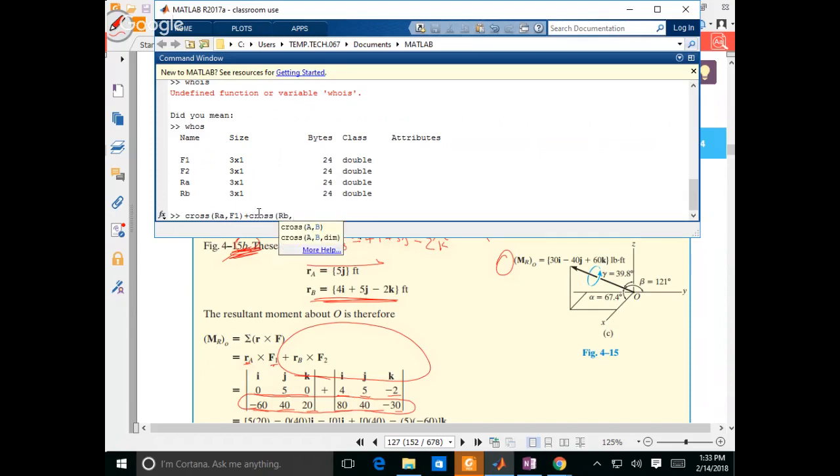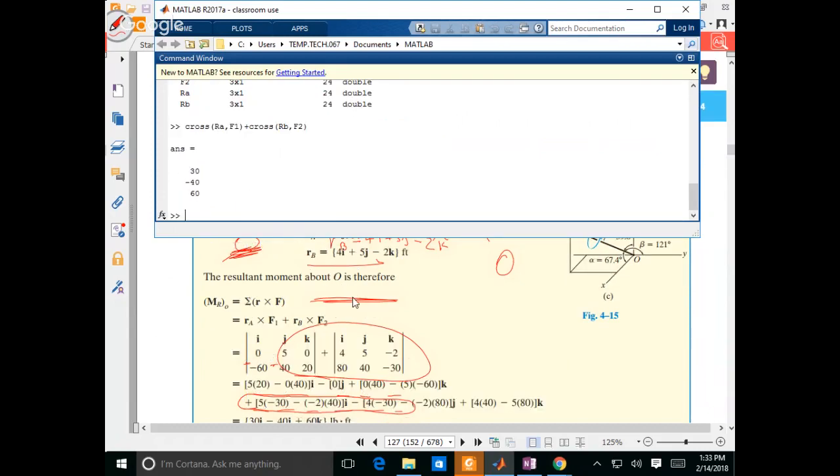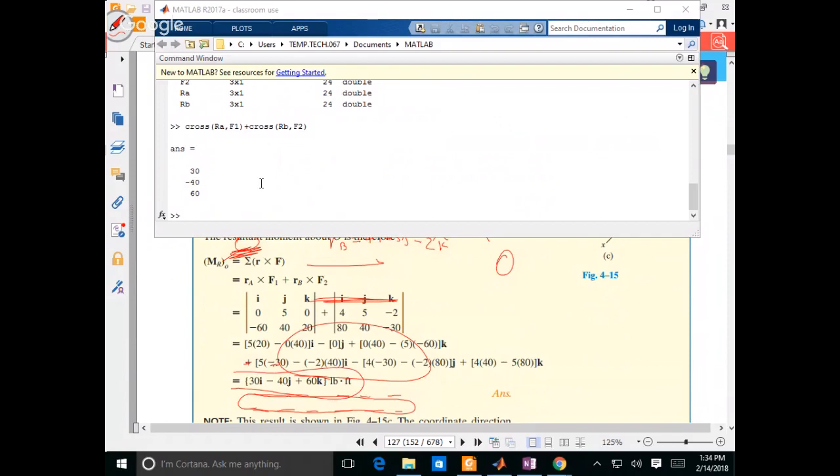RB with F2. And there's the answer. And what you'd find out is I can't go down. For some reason, it won't go down. Oh, wait. Okay, so you see right here, that in fact is what he has. Oh, look, it doesn't. Okay. I guess this is window to window.